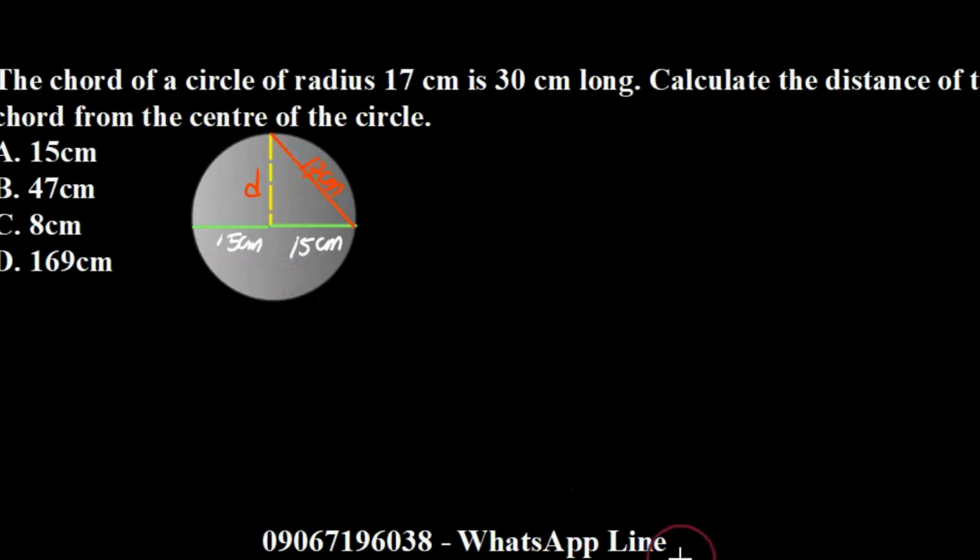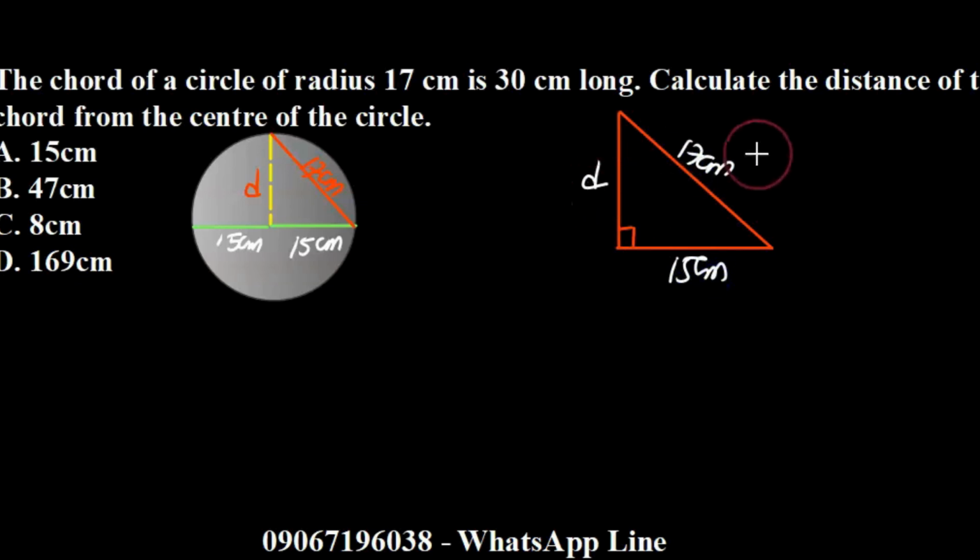Now we're going to take that out and form this right angle triangle. So this is going to be this, and this, with this at the middle. So we'll find the values. We're looking for the distance. This is 17 centimeters and this is 15 centimeters. So we're going to find d using Pythagoras theorem.